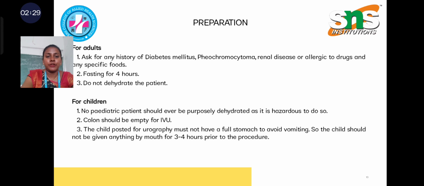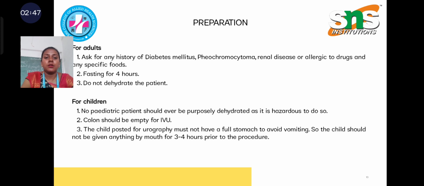Patient preparation. For adults, ask for any history of diabetes mellitus, pheochromocytoma, renal disease, or allergy to drugs and any specific foods. Fasting for 4 hours is compulsory. Do not dehydrate the patient.